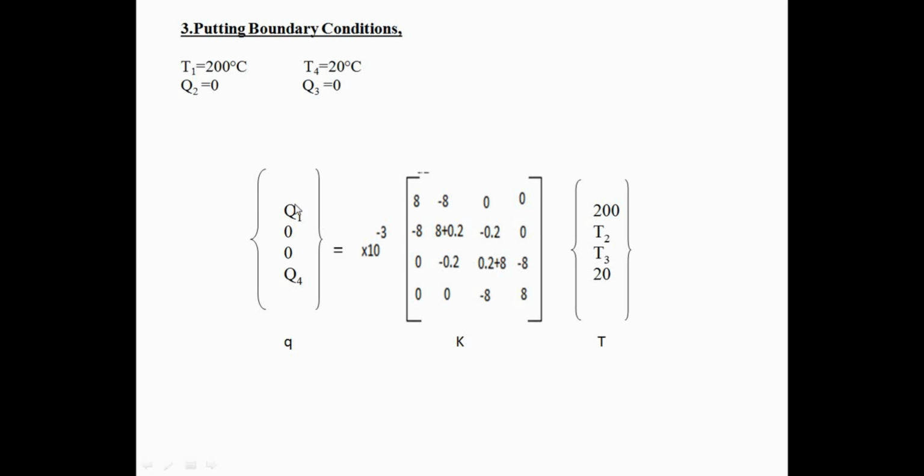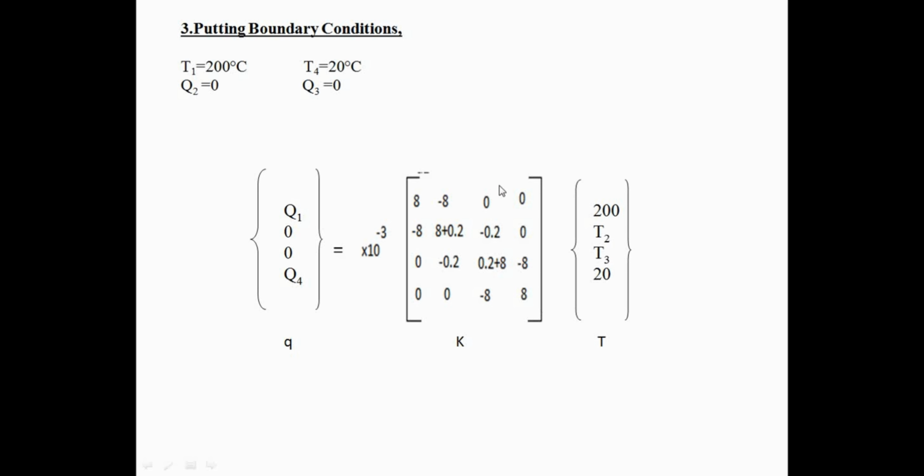So Q1, Q2 is 0, Q3 is 0 and Q4. We have to calculate Q1 and Q4. This is the global stiffness matrix that we have calculated: 10 raised to minus 3, [8, -8, 0, 0; -8, 8 plus 0.2 that is 8.2, -0.2, 0; 0, -0.2, 0.2 plus 8 that is 8.2, -8; 0, 0, -8, 8]. Temperature T1 is given as 200, T2 and T3 we have to identify, and T4 is 20.